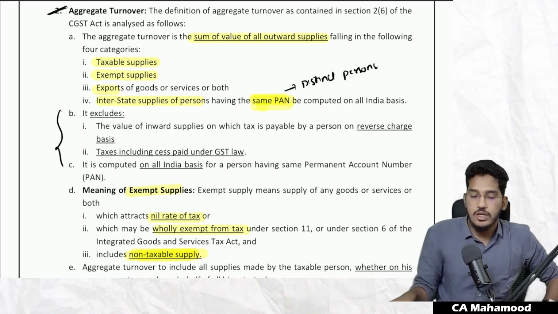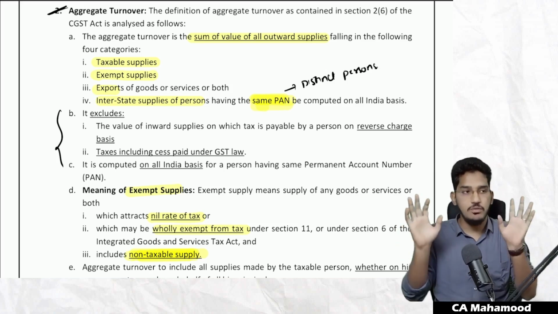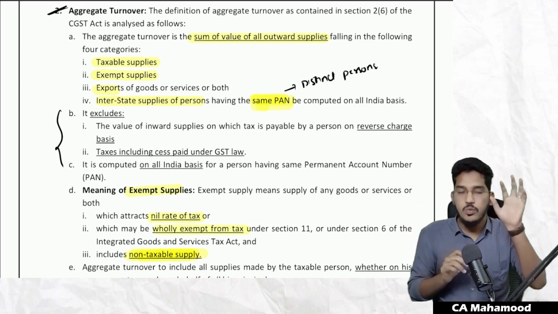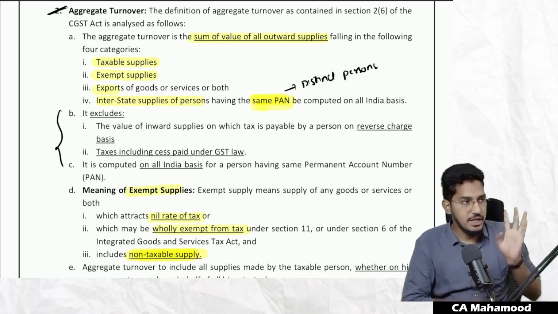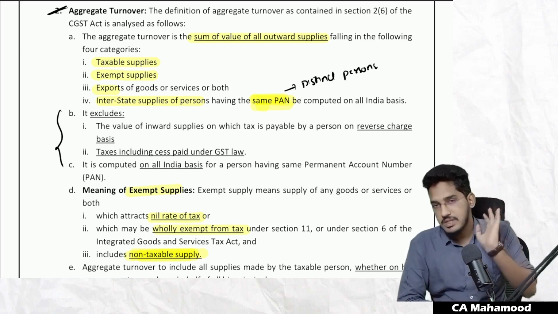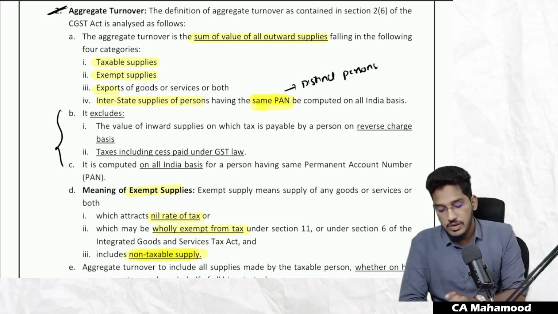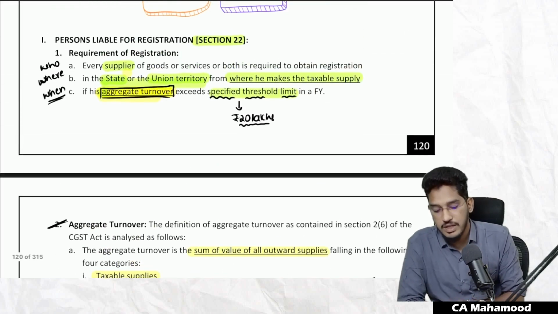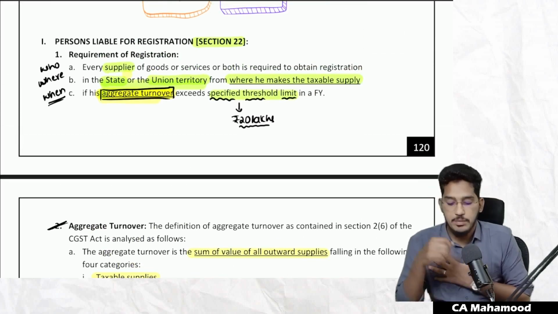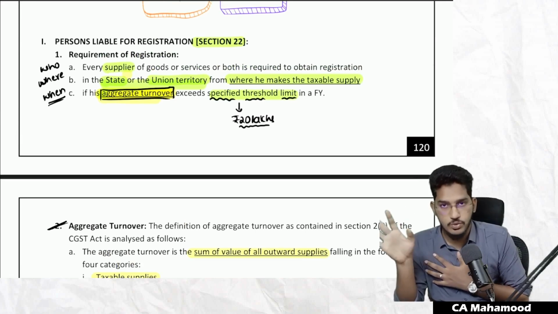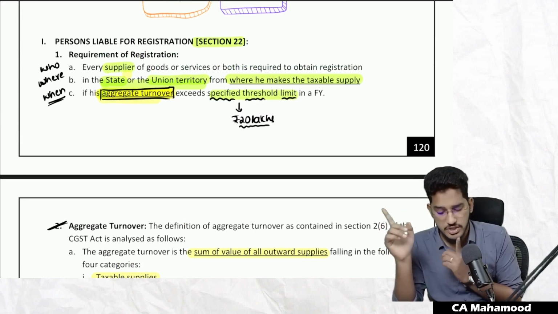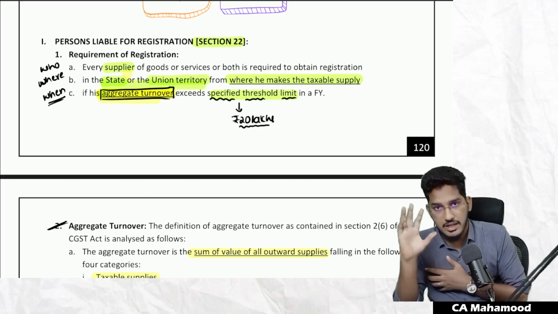So a quick recap. What and all we have covered? We have told why this chapter, what we are going to learn in this chapter. Agenda we have set out. Then we have started discussing section 22. What does section 22 say? Who is required to take registration? Every supplier of goods or services or both, they are required to take registration if their aggregate turnover exceeds a threshold limit.